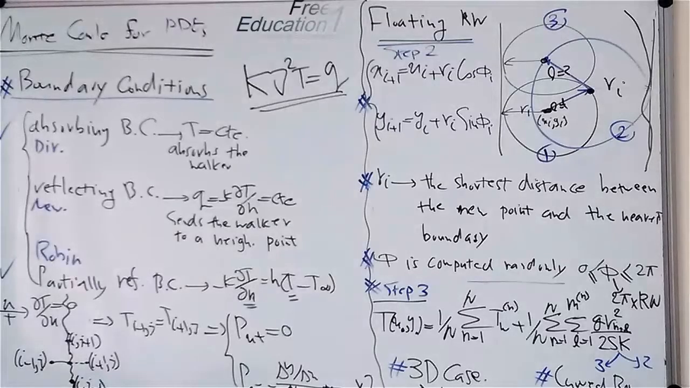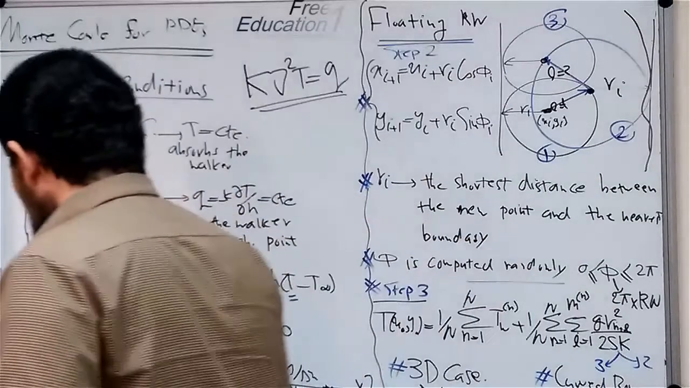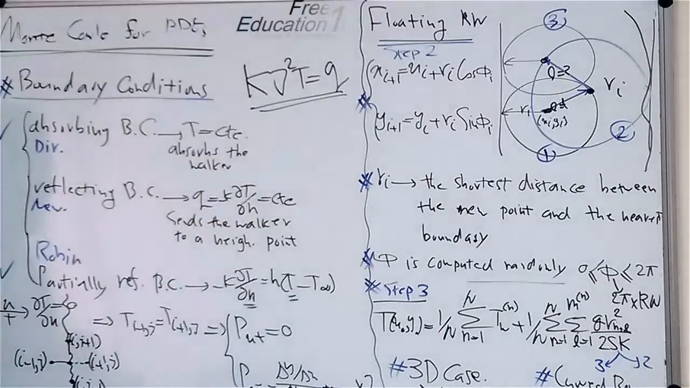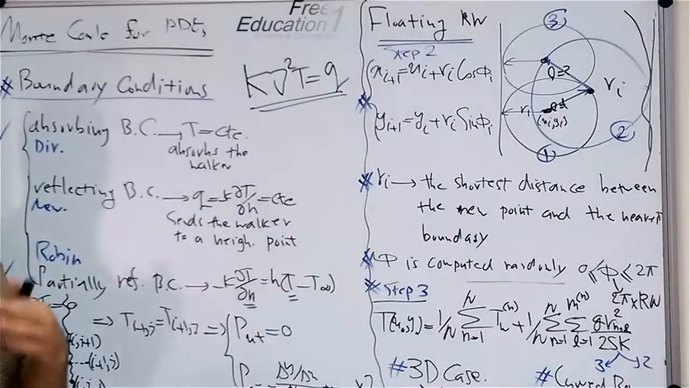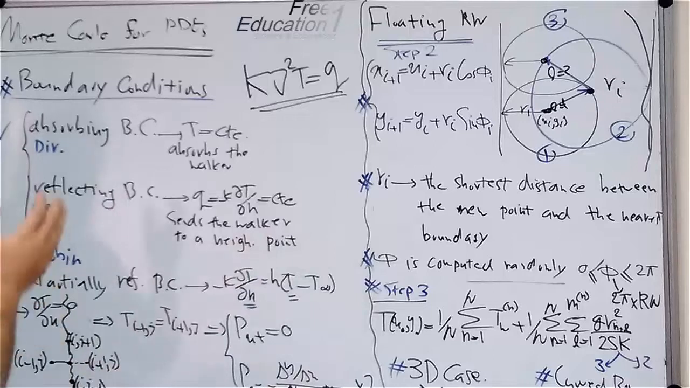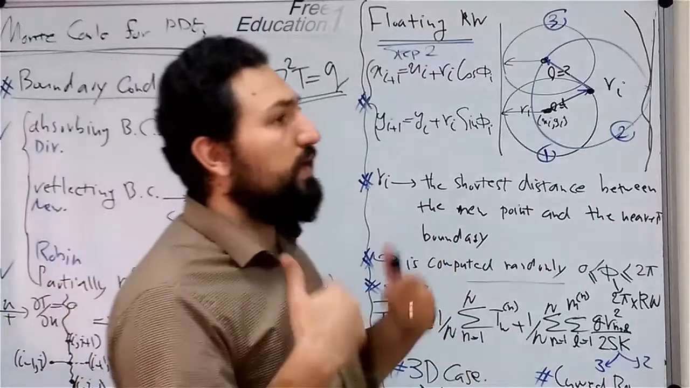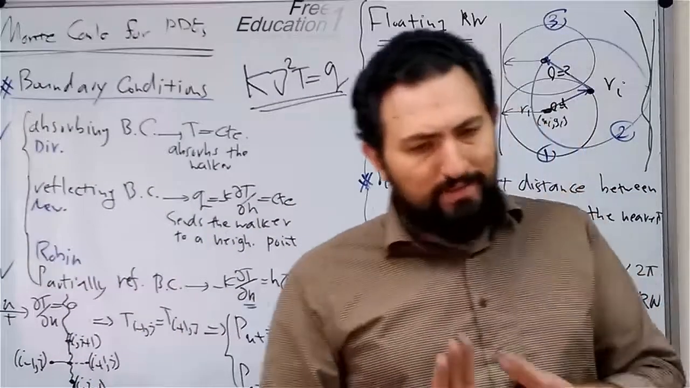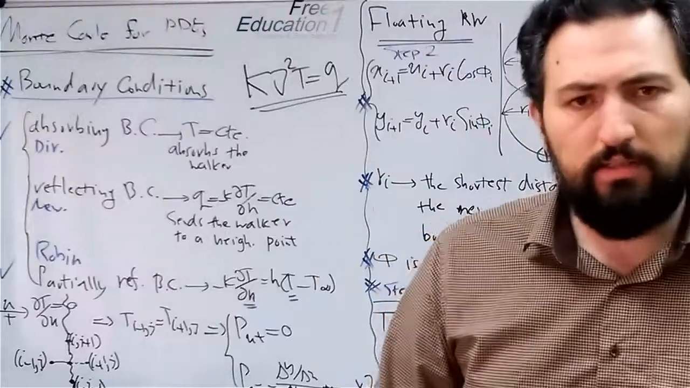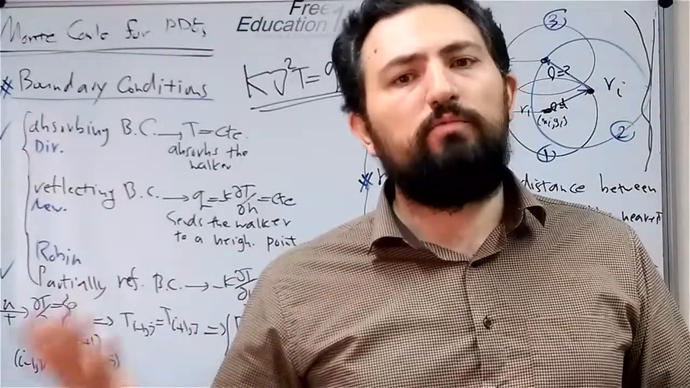The next step here was to perform the random walk process. As you know, in the Monte Carlo method, the first step is to discretize the governing equation. Here you have to discretize the boundary conditions as well. The second step of the Monte Carlo method is to perform the random walk process.